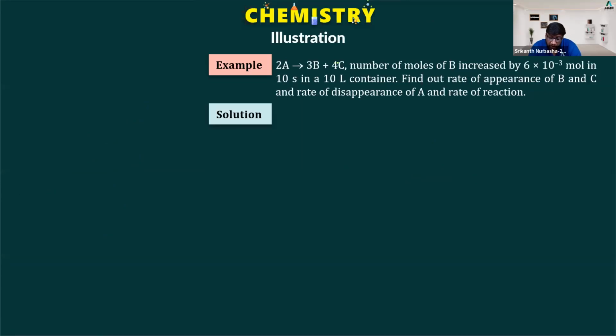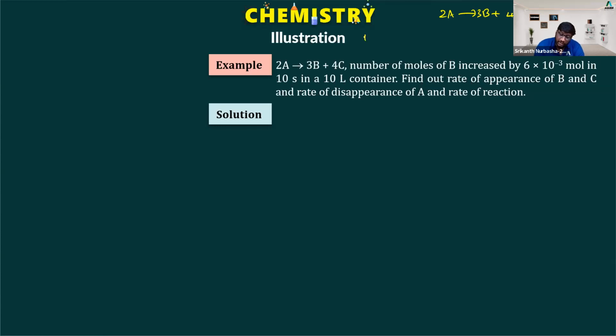Try to solve this question. 2A gives rise to 3B plus 4C. Number of moles of B increased by 6 into 10 power minus 3 mole in 10 seconds in a 10 liter container. Find out the rate of appearance of B and C and rate of disappearance of A and rate of the reaction. So reaction is 2A gives rise to 3B plus 4C, and number of moles of B increased. I'll be calculating with respect to B.